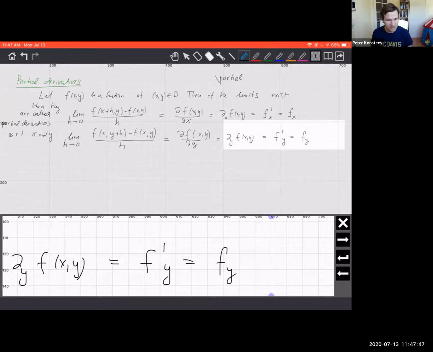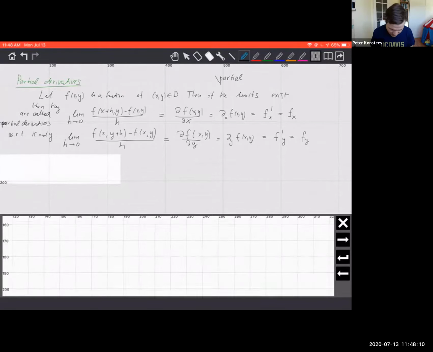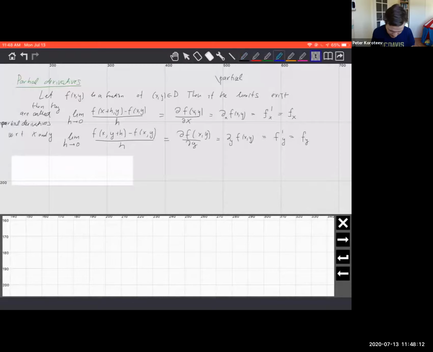Well, let's look at some examples. Basically, the idea behind it is if you want to calculate the partial derivative with respect to the variable x, you treat y as a constant and differentiate as if y is a constant. And the same is true for the other variable.